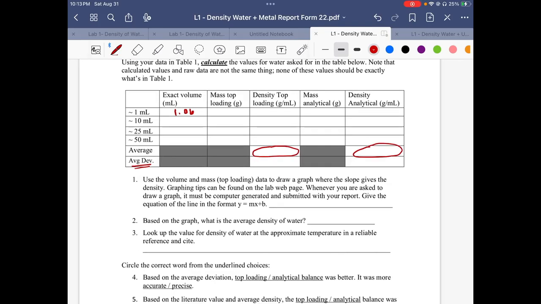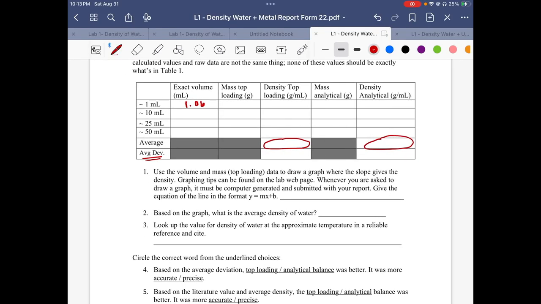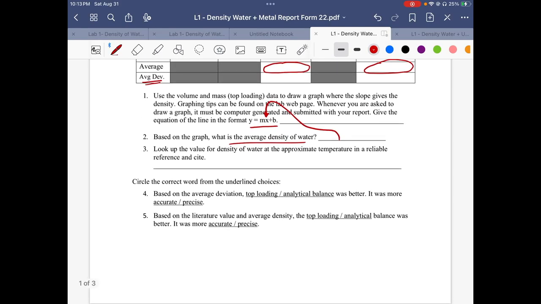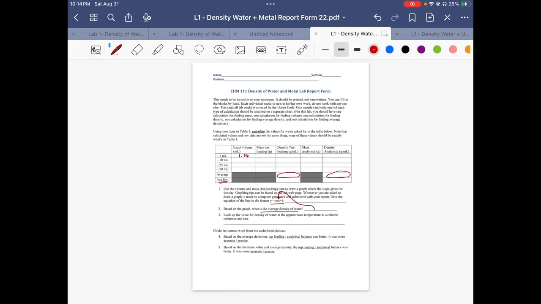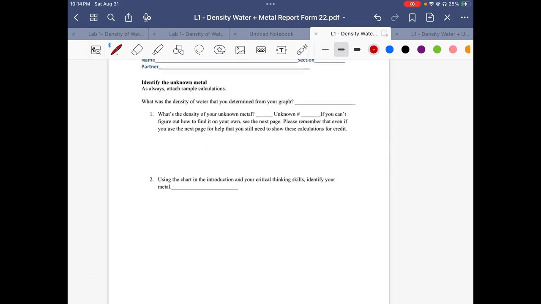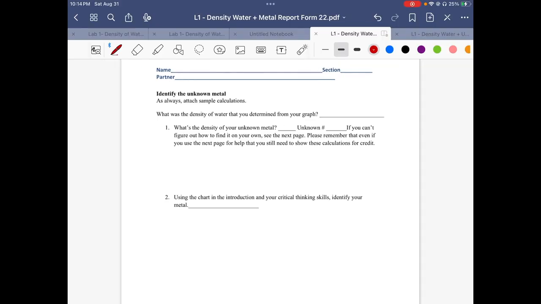So we're going to go back here. It tells us to use the volume and mass data of the top loading to create a graph. You're going to get the y equals mx plus b. Based on the graph, what's the average density? Remember, that's going to be the slope that you determine. And then it's got a couple of questions for you to answer. And then the last thing that it wants you to do, which is actually the second part of the lab, is find the density of the unknown metal and then identify it.